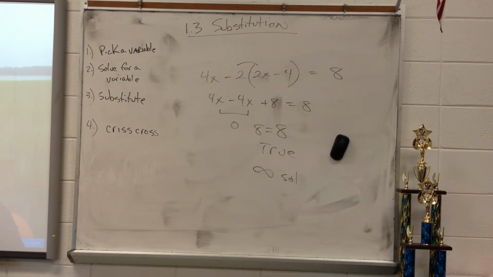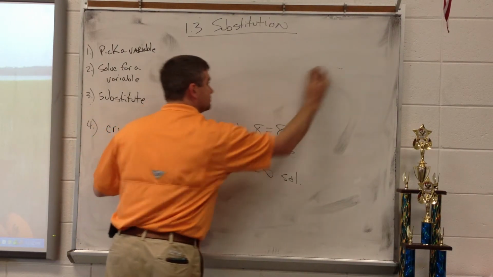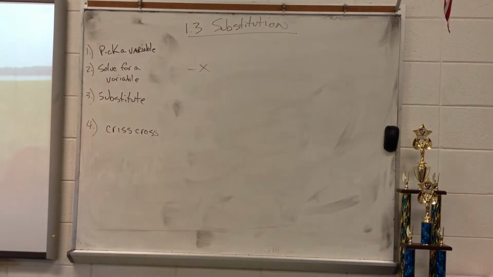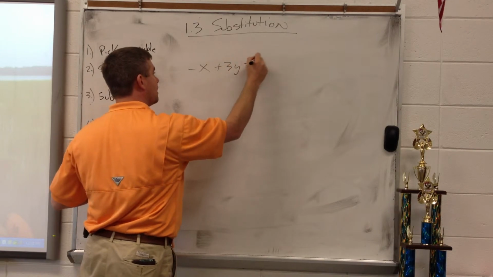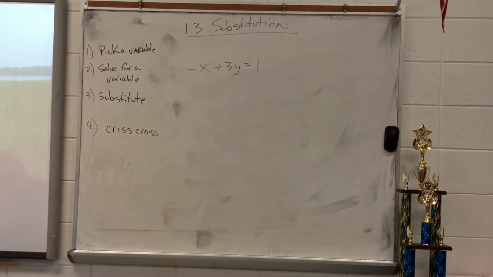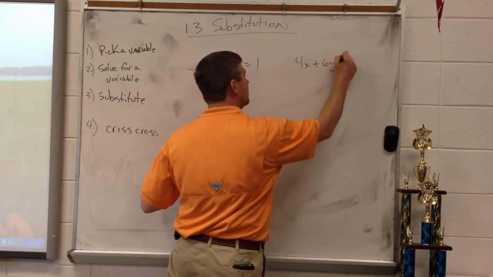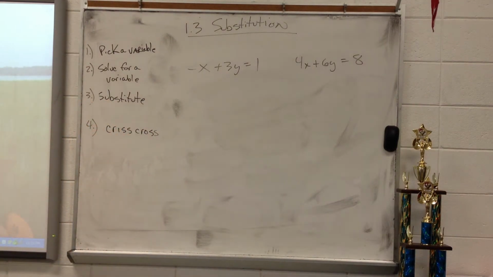Let's try another one with substitution. Any questions before we do another example? All right, let's try this one. Negative x plus 3y is equal to 1, and 4x plus 6y is equal to 8. You want to try it on your own? You want me to do it? Raise your hand for me to do it. Anybody want to see me do it?